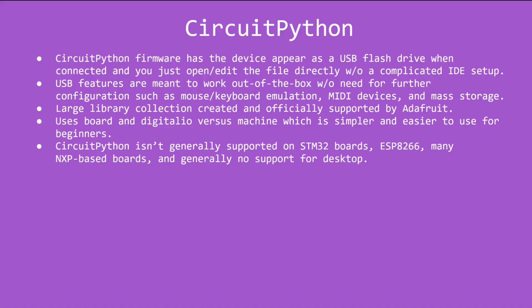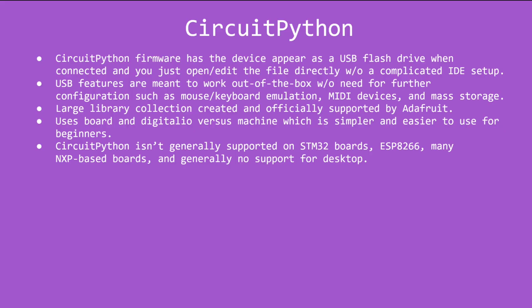And then we have CircuitPython. I may eventually do a separate video on this, but the differences are relatively minimal. Now, the first thing is that CircuitPython firmware has the device appear as a USB flash drive when connected. Just open it like a flash drive. You open and edit the file directly. You put files on the flash drive, no complicated IDE. When you've actually put the files on there, it saves everything, it reloads the connected device, and there you go.